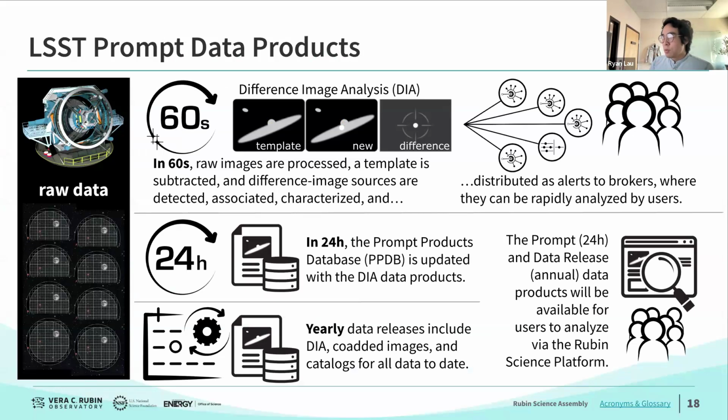In 24 hours, this is going to be provided in the Prompt Products Database with all the difference imaging products. This Prompt Products Database is available to data rights holders only, but the alerts will be open to the public, to everyone. There'll be yearly data releases that include DIA sources, DIA objects, co-added images, and catalogs, all to date. So that's just a quick summary of the data products there.